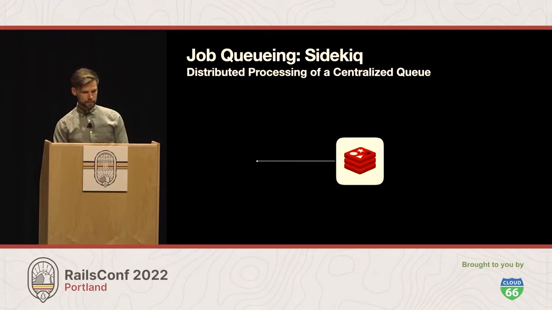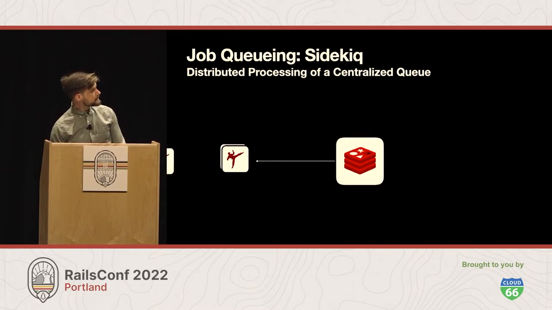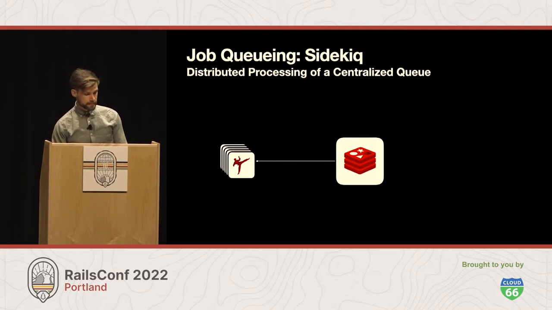So for job queuing, we can do distributed processing with our Sidekiq processes. Background jobs benefit from using Redis as a central queue.